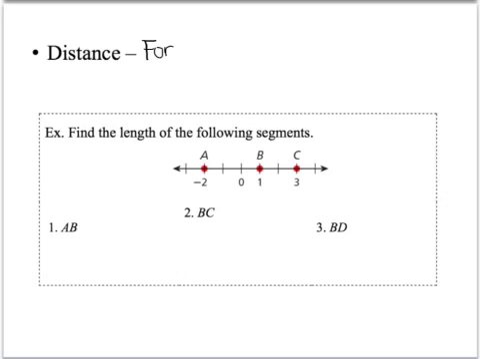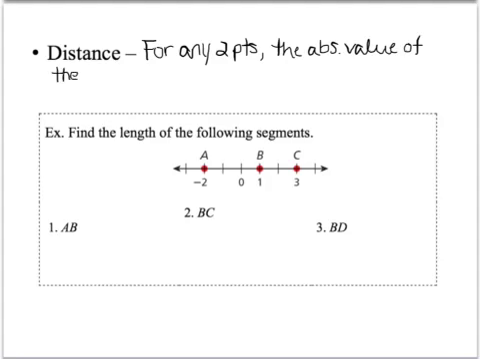For any 2 points, distance is the absolute value of the difference of their coordinates.